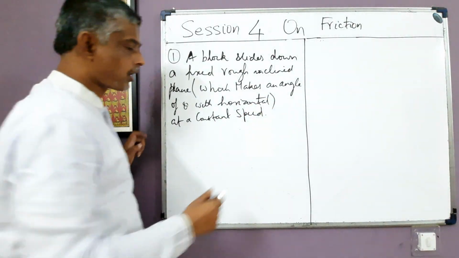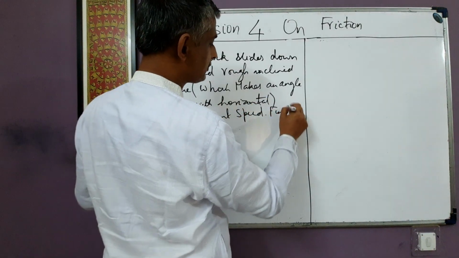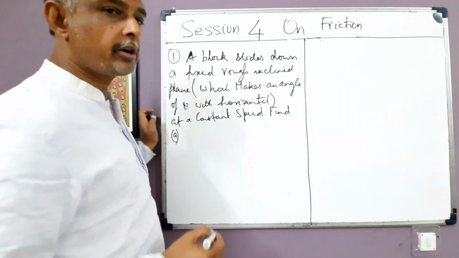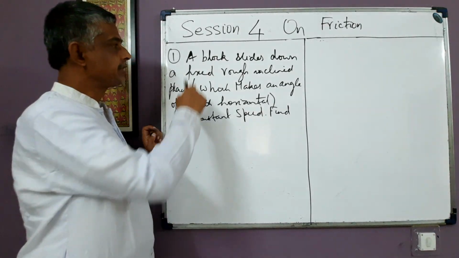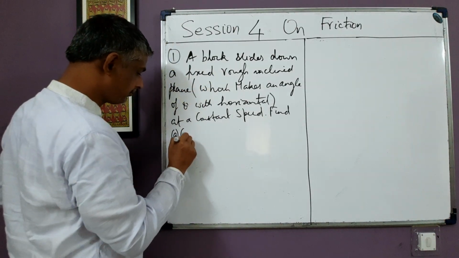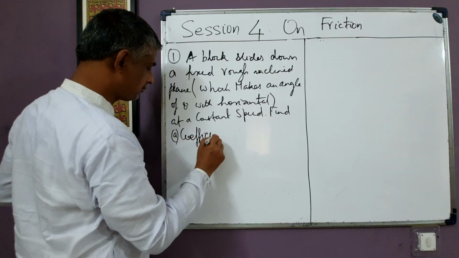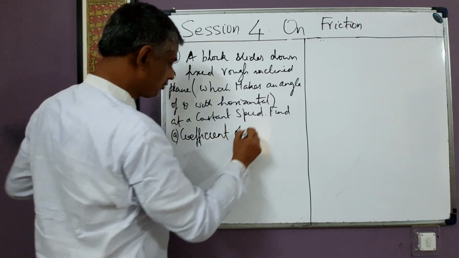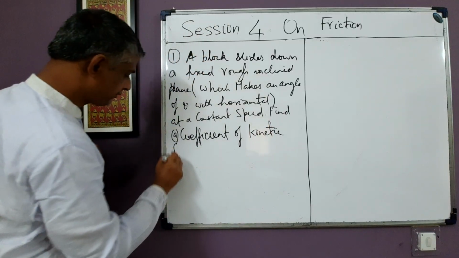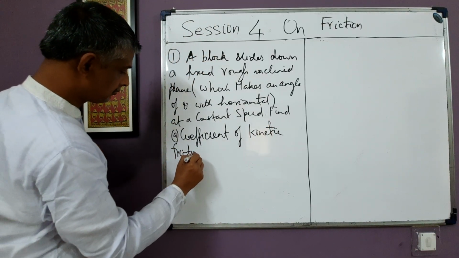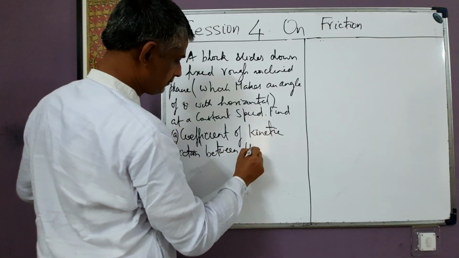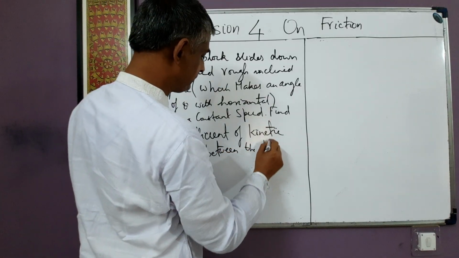Okay. Now what we have to find out? We have to find out several things. First, the friction coefficient between the block and the inclined plane. When I say friction coefficient, I mean the kinetic friction coefficient, the coefficient of kinetic friction between the block and the plane.